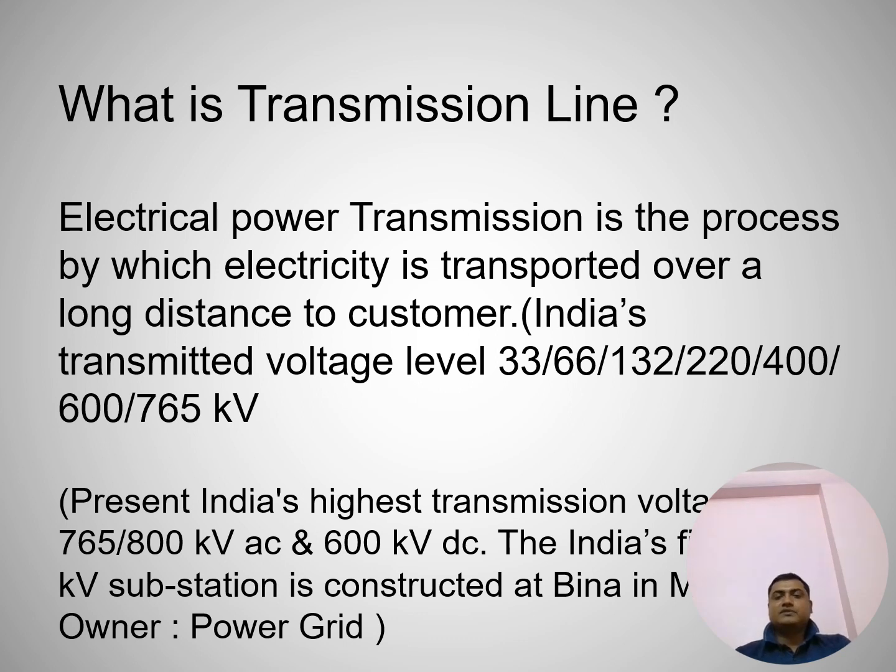In India, transmission voltages are 33 kV, 66 kV, 132 kV, 220 kV, 400 kV, 600 kV, 765 kV generally, and 1200 kV. The substation we have constructed at MP Bina, the owner is Power Grid. The first and only 1200 kV substation in India has already been constructed in MP Bina, but that is not so economical. So up to 800 kV we have used generally.